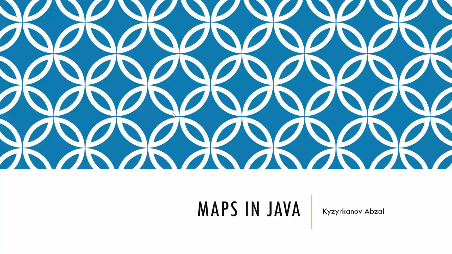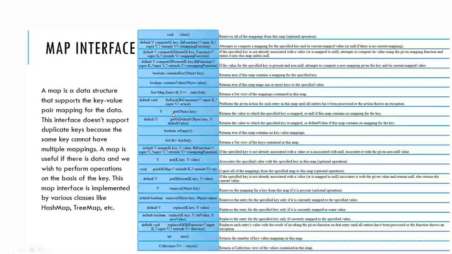In this video, I will cover maps in Java. Let's start. Map is a data structure that supports the key-value pair mapping for the data. This data structure is useful when we work on the basis of the key, when we just want to perform operations on the elements of the map on the basis of the key. Java provides us a map interface.